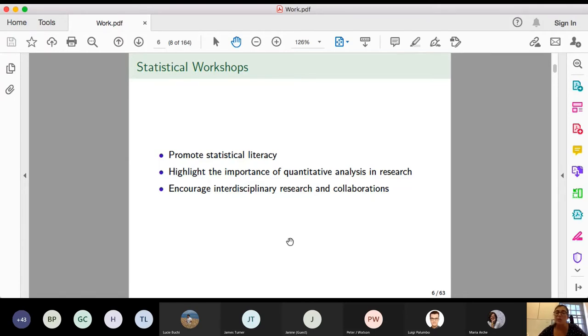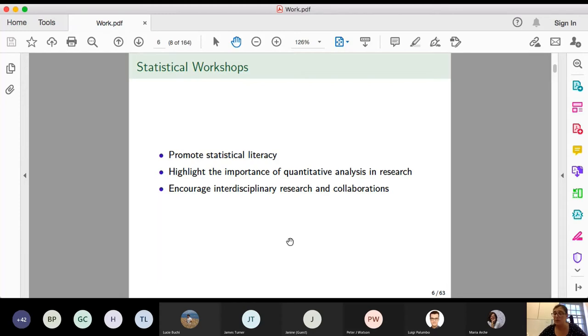organize these statistical workshops with the aim to promote statistical literacy and highlight the importance of quantitative analysis in research. And I don't want to open here a debate about qualitative analysis versus quantitative analysis. I think both are important. Quantitative analysis sometimes can complement your qualitative research quite well, can bring another view to your problem, and sometimes can bring some objectivity to your analysis. But objectivity in quotation marks, because even when we are trying to do a quantitative analysis, you will have to make some subjective decisions.